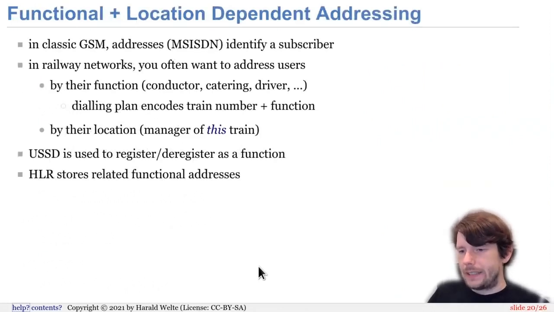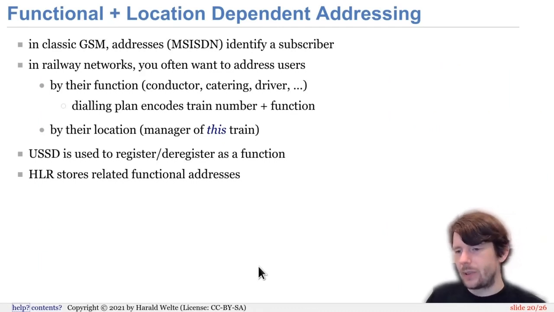One other bit related to GSM-R that doesn't exist in normal GSM is called functional and location-dependent addressing. In classic GSM, addresses as perceived by the user, meaning phone numbers, MSISDNs, identify a given subscriber, which is nice for the normal use case. In railway networks, you often don't care about the person you're calling, but you want to talk to the conductor of a certain train or the catering of a certain train or the driver of a certain train. So there is a dialing plan that encodes the train number and the function within that train, or the cab number and the function within that, and so on.